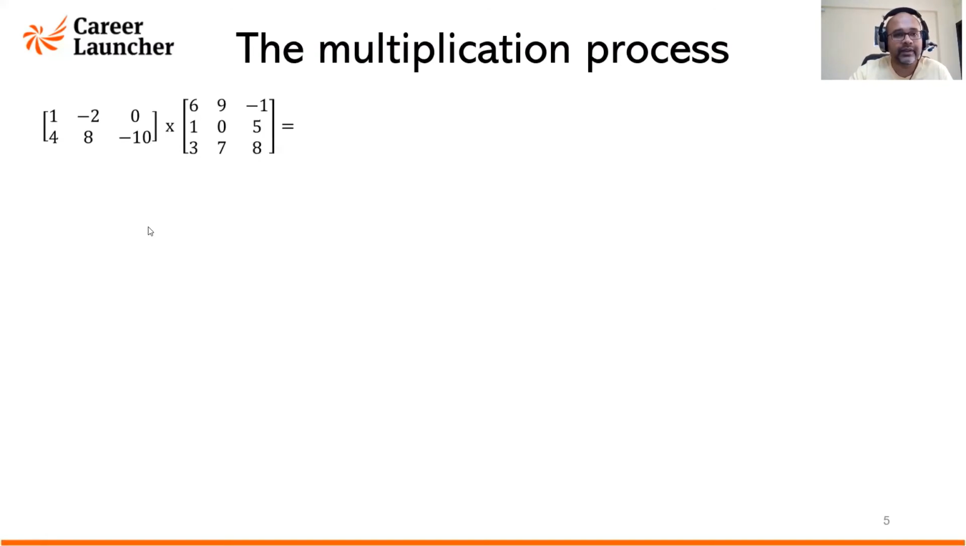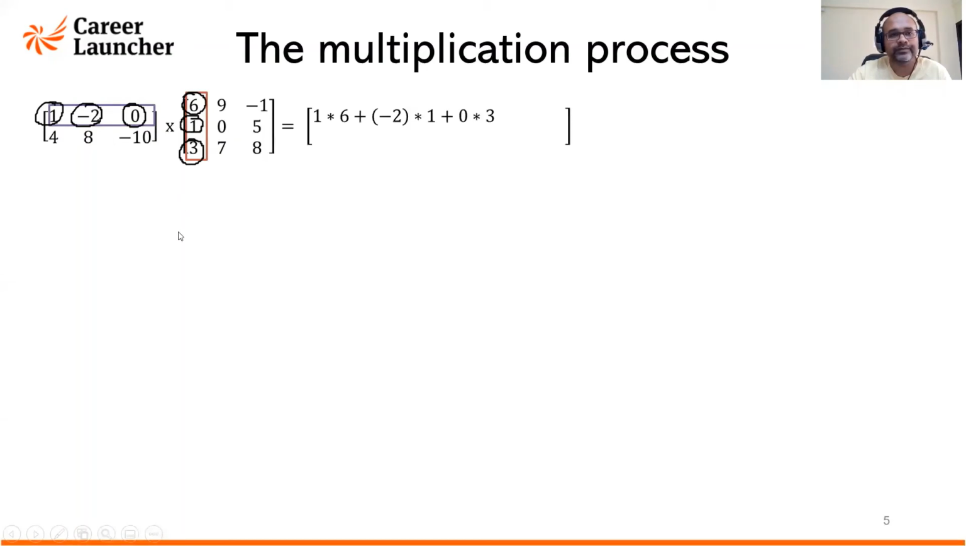Let's go forward. The first step will be to take your first row, row 1, and multiply it with column 1. What is the meaning of multiplication of row 1 with column 1? It means this and this multiplication plus this and this multiplication plus this and this multiplication. Right? So I will just write the value for you. This is what will happen. If you notice, 1 and 6 are getting multiplied. The first element of the first row, first element of the first column. Similarly, the second element of the first row, second element of the first column, and the third element of the first row and third element of the first column. This will form one number.